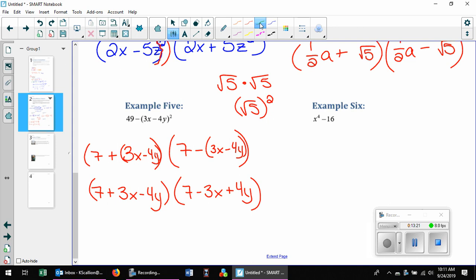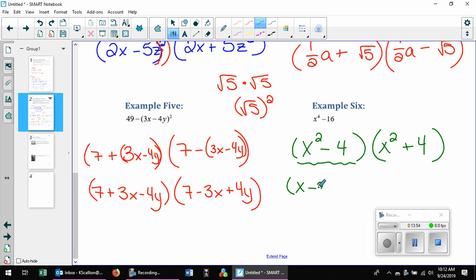Okay, example 6. Is x to the exponent 4 a perfect square? So I've got x squared and an x squared. I just did this with my grade 10, and their mind was blown. They were very upset with me. 16 is 4 squared. So x squared minus 4 plus x squared plus 4. Okay, so this one I keep going with. You stop there. x minus 2, x plus 2, but I can't forget this one. It's got to be listed. Okay? Easy peasy.